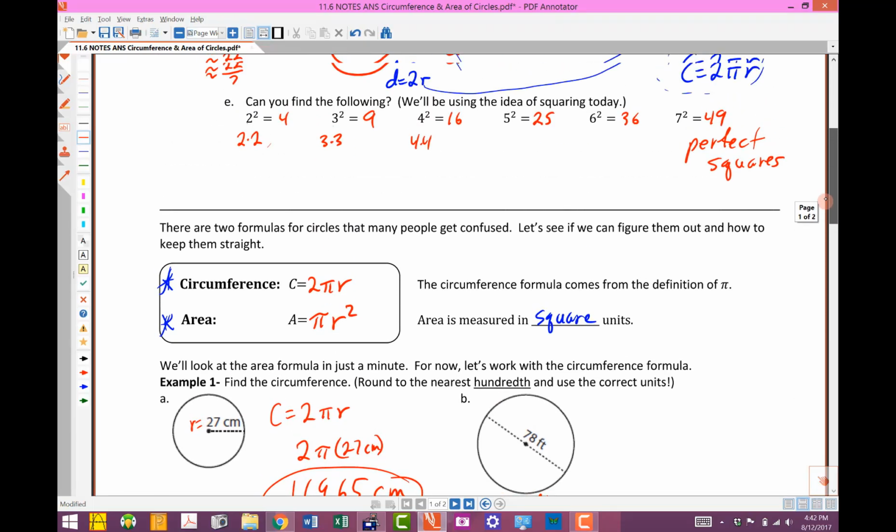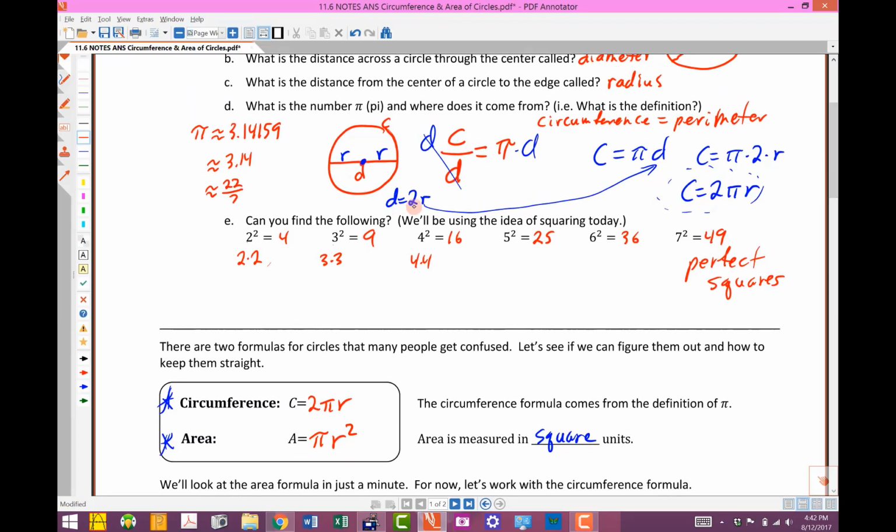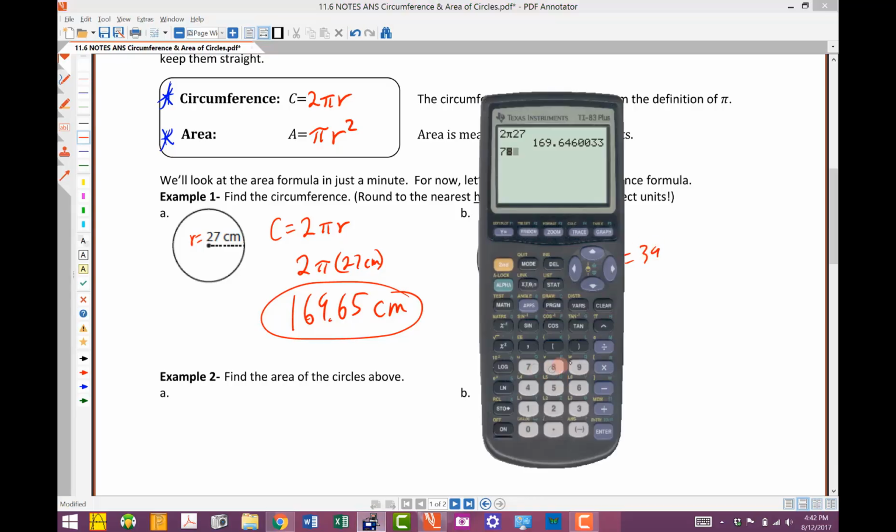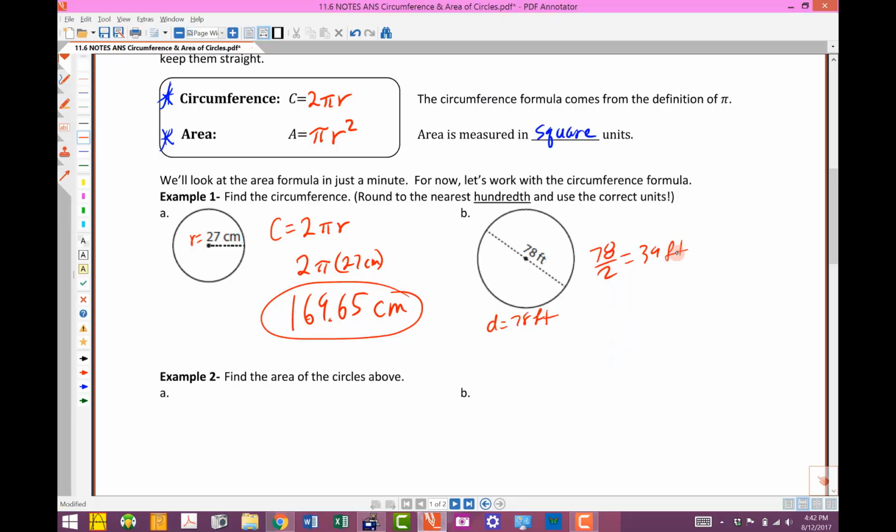Well, remember back up here what we said about the radius? The radius is half as big as the diameter. So we don't want the whole distance across there. We only want half of it. So we're going to divide that by 2. So we're going to do 78 divided by 2. If you need a calculator for that, that's no problem. I think you're going to end up with 39. Should we just double check? 78 divided by 2. We end up with 39. So this is going to be 39 feet.